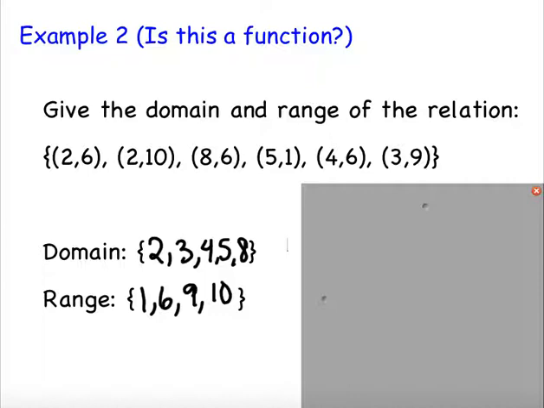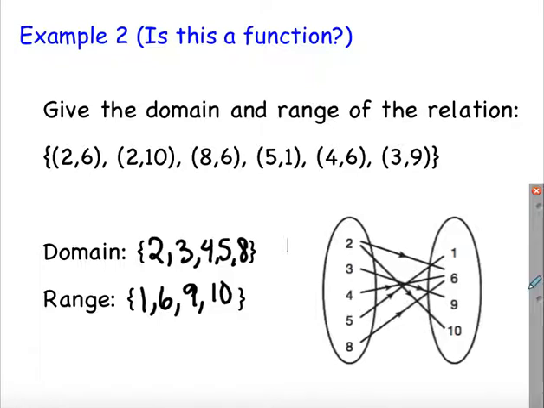So we have already determined that this is not a function, but visually we can show it's not a function because even though 3 goes to one value, 4 goes to one value, 5 goes to one value, 8 goes to one value, unfortunately 2 goes to 2 different values. So that fails. It is just a relation. It's not a function. Okay?